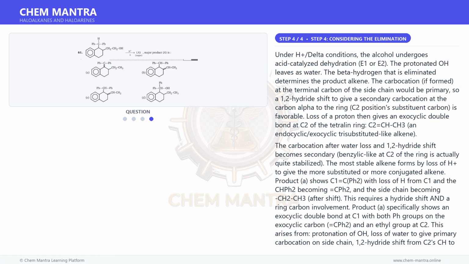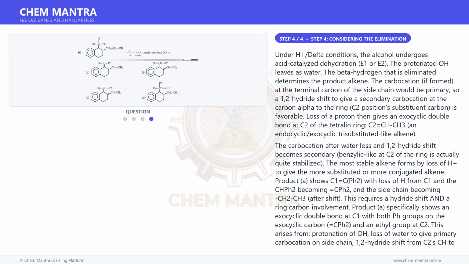This arises from protonation of O, loss of water to give a primary carbocation on the side chain, a 1,2 hydride shift from C2's CH to give a carbocation at C2 of the ring, secondary, benzylic, then a further 1,2 hydride or Ph shift or loss of H+ from C1 to give the exocyclic double bond C1=CPh2. Wait, that would require a 1,2 Ph shift or H shift from C1. Actually, after the 1,2 H shift, the cation is at C2 of the ring, which is secondary.